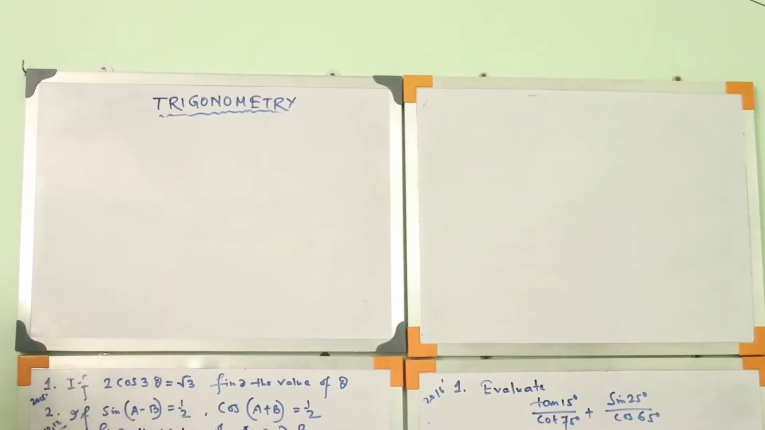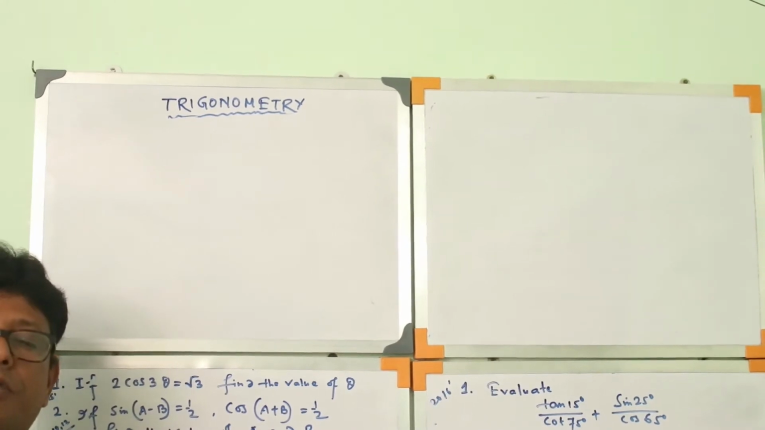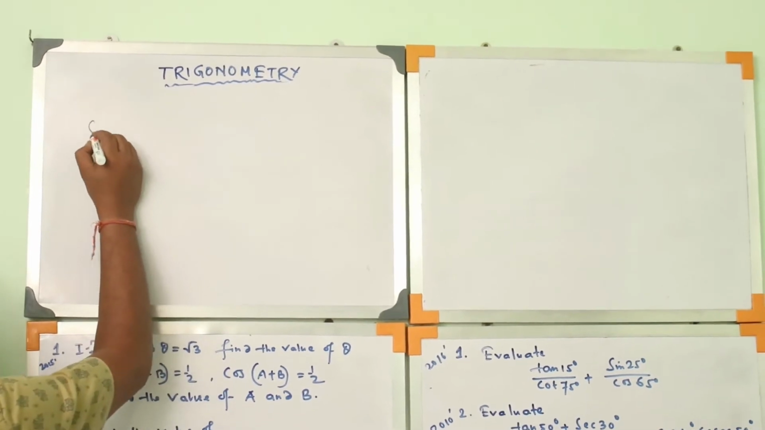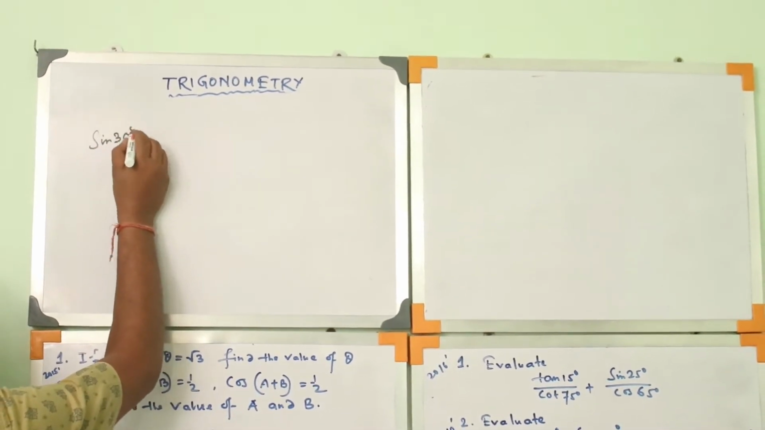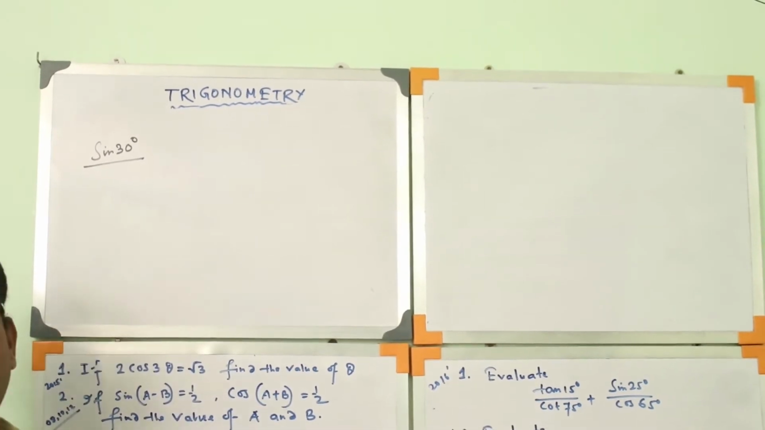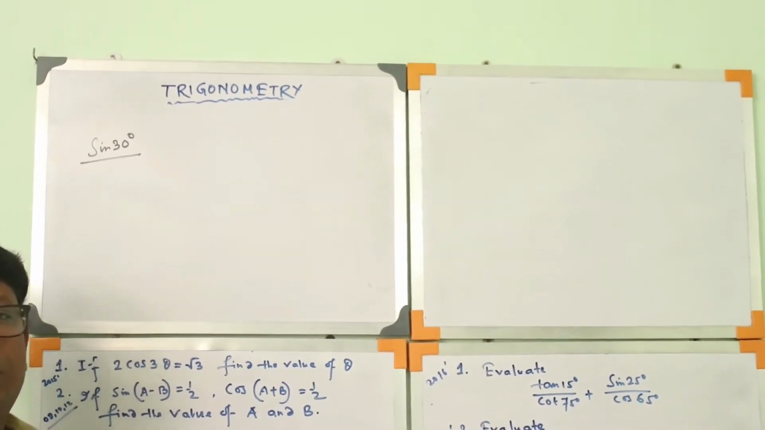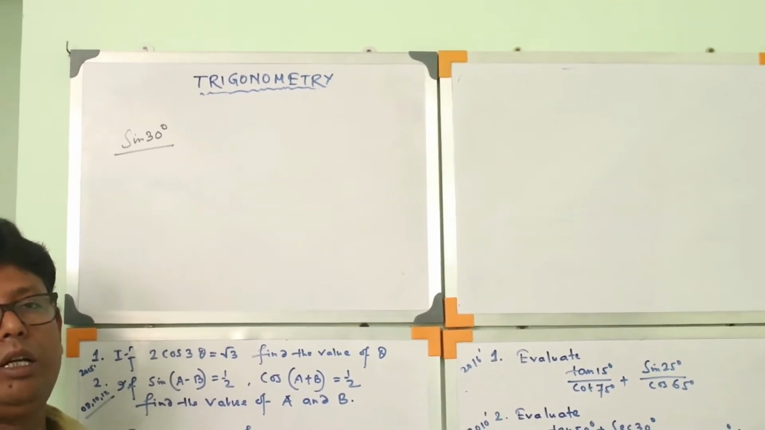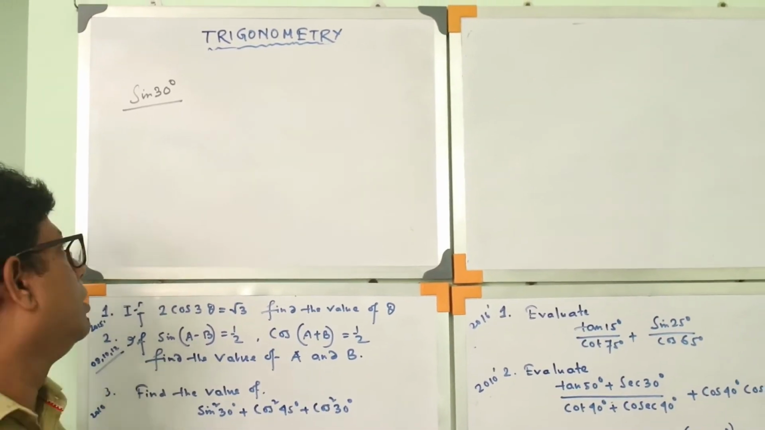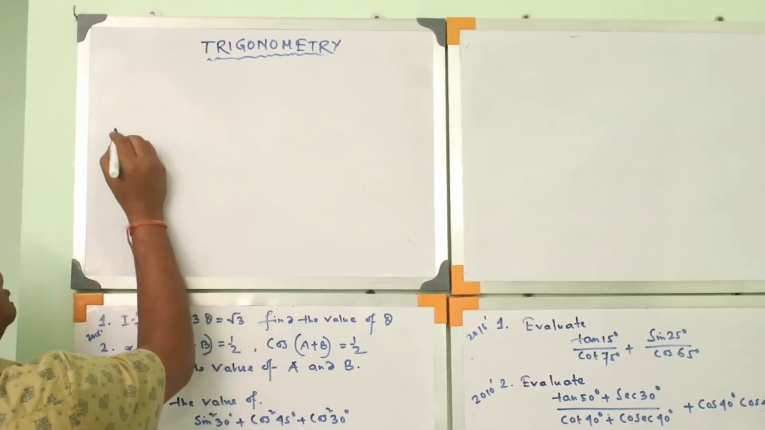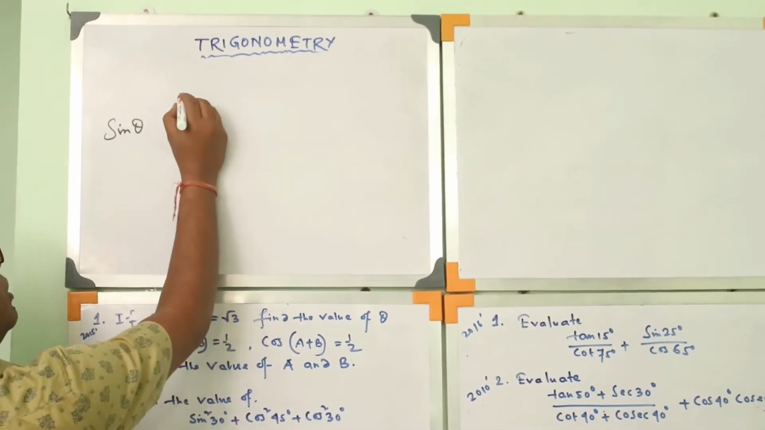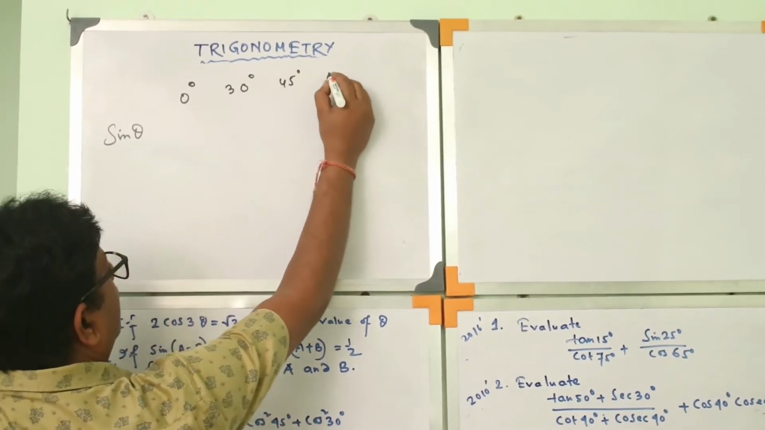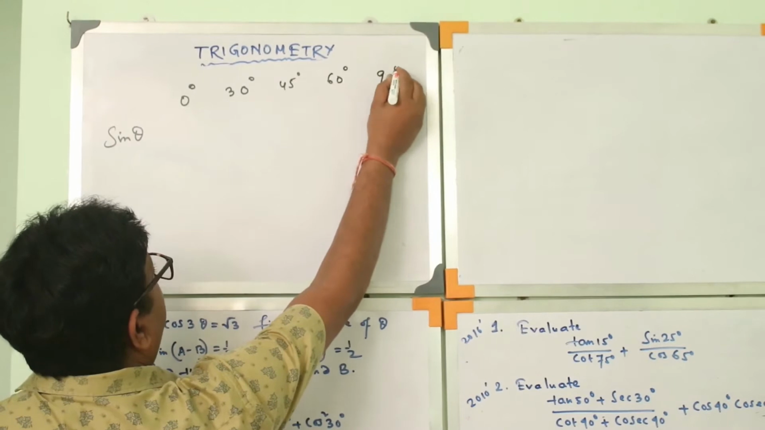Now we are interested in the trigonometric ratios of some specific angles. Specific angles means, suppose you want to know the value of sin 30 degree, or the value of tan 45 degree. So I will give you a simple trick by which you can easily calculate the values of different specific angles. First one, sin theta: 0 degree, 30 degree, 45 degree, 60 degree and 90 degree.